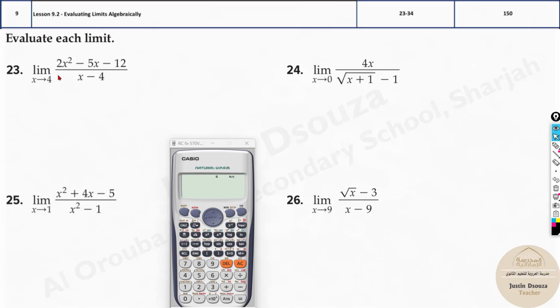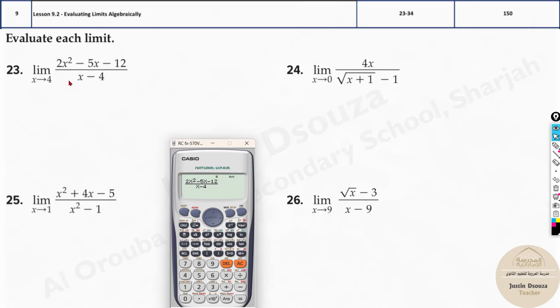Here now, we need to type this particular equation as it is with its variable x itself. So you need to write 2x squared minus 5x minus 12. Just ignore the left part, limit and all, just ignore it for a minute. And over here we have x minus 4. Now, there is a calculate symbol, isn't it? Just press calculate.